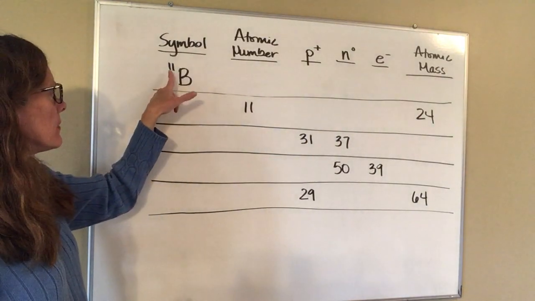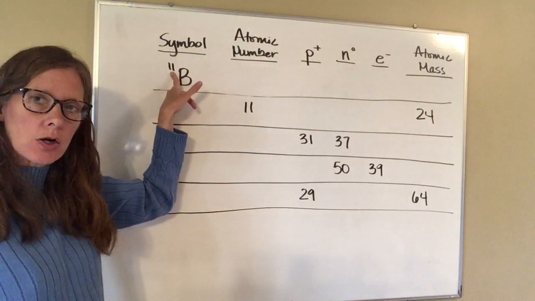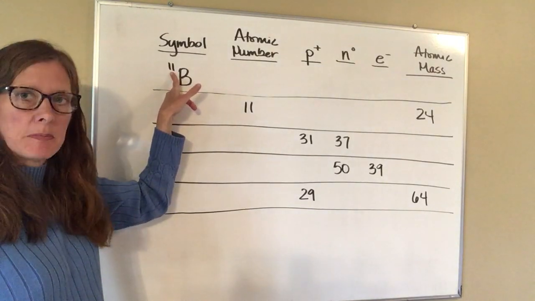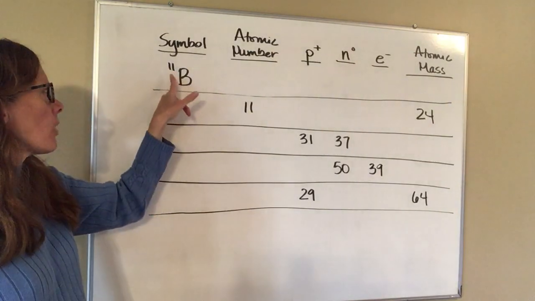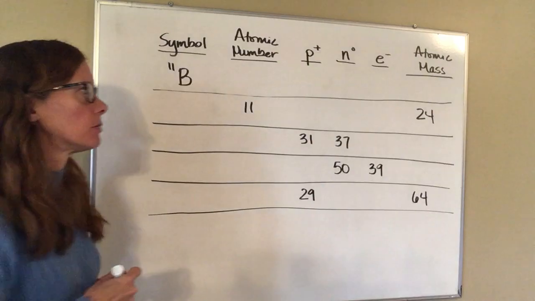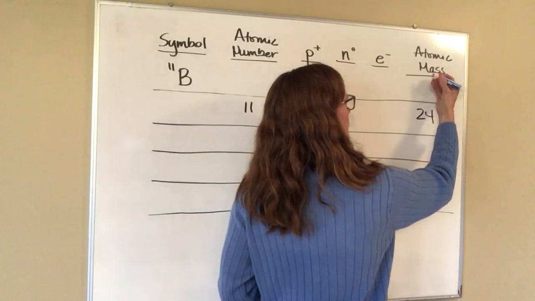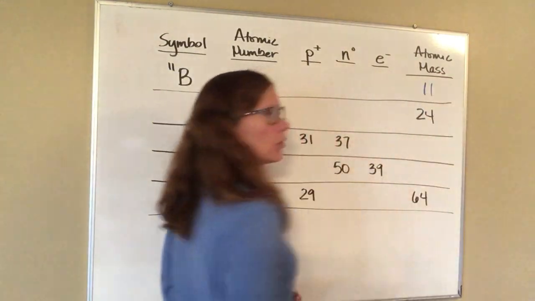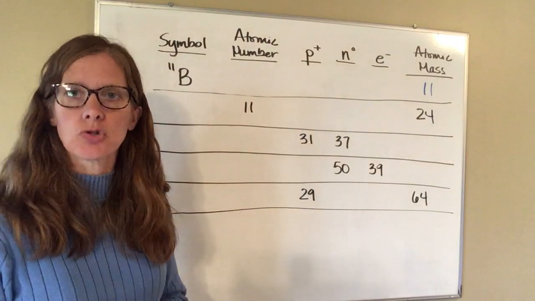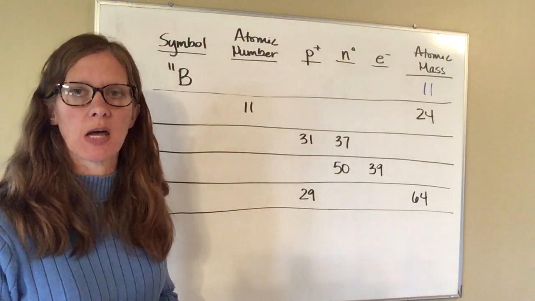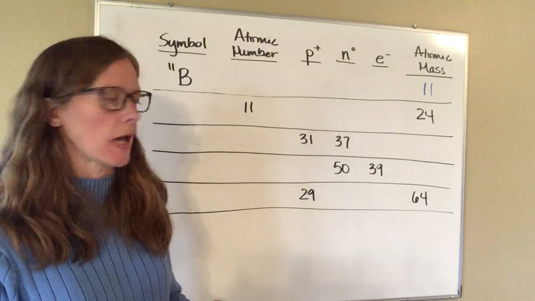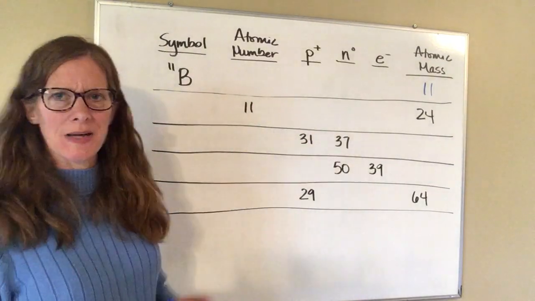Well, this number that's up here is always the same as the mass number. So I can take the number that's up here in the symbol and fill that number in over here, because that is the total number of protons plus neutrons together. They'll weigh 11 AMUs together. But how do I find the rest of this?